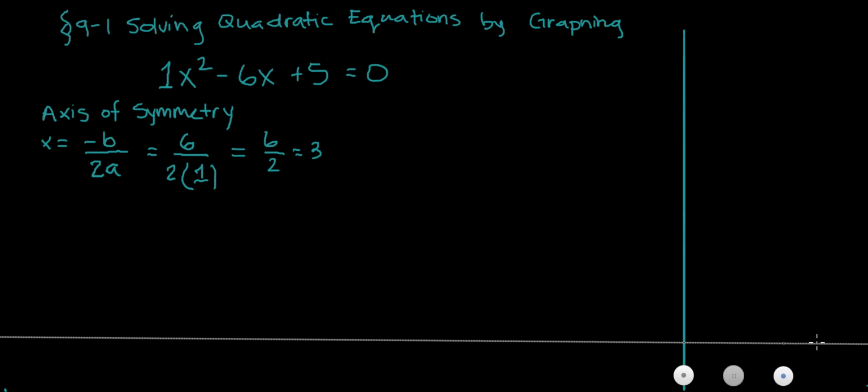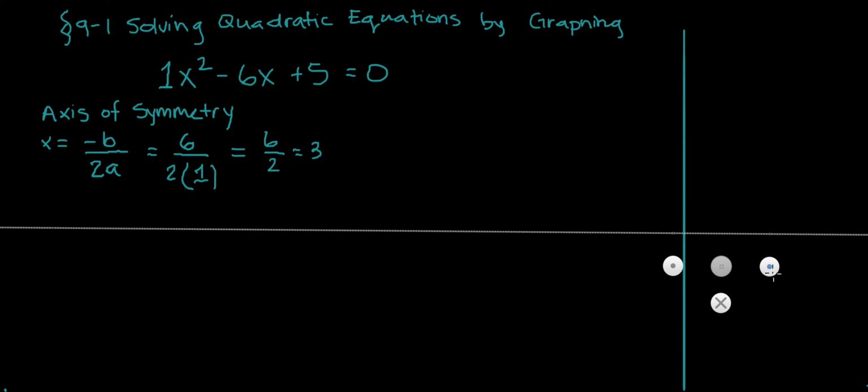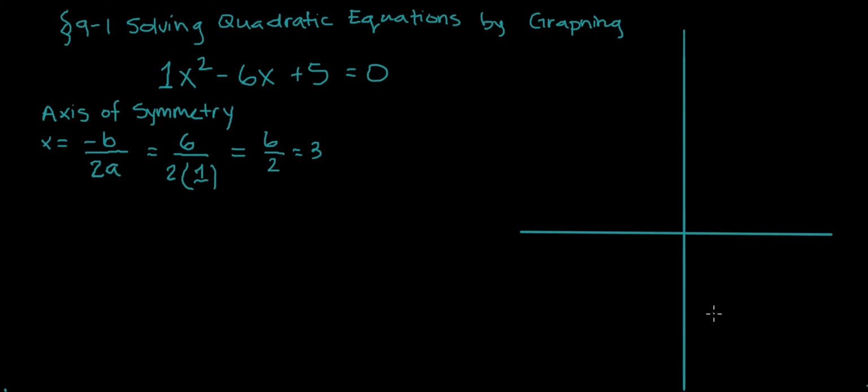So we'll set up a y-axis. And then I just kind of want to graph this thing as accurately as possible. It doesn't have to be perfect, but it should represent the equation that you're graphing here. So we have our axis of symmetry at 3. So I'm going to go 3 spaces to the right. So we go 1, 2, 3.